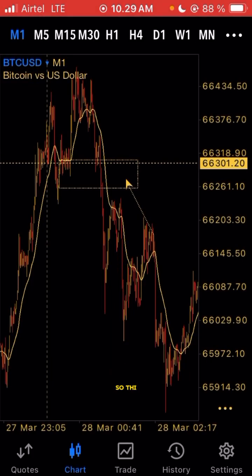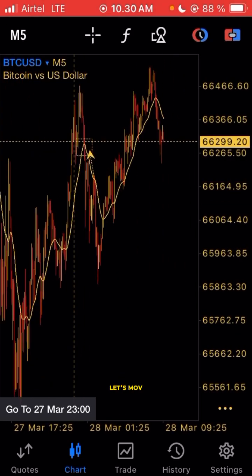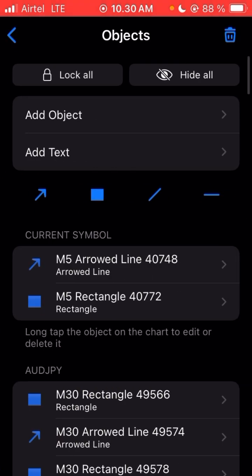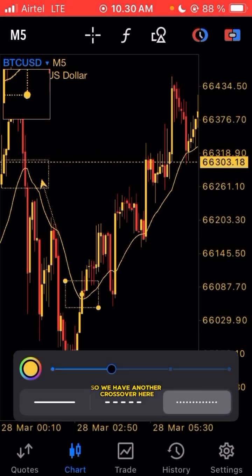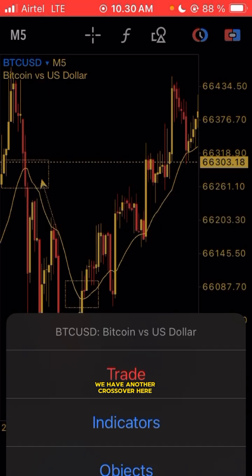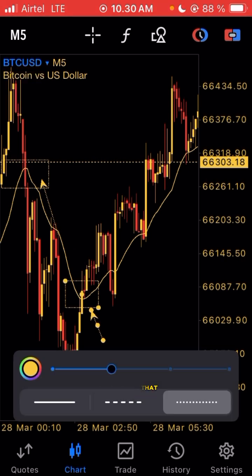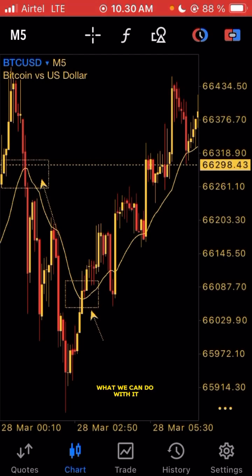Okay, so this is just the first example. Let's move on to the second example so you guys can get it more easily. All right, so we have another crossover here, as you guys can see. So let's mark that out and go to the 1-minute time frame to see what we can do with it.